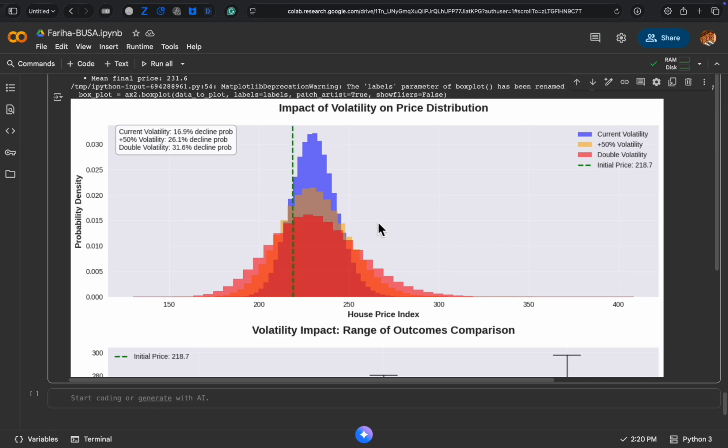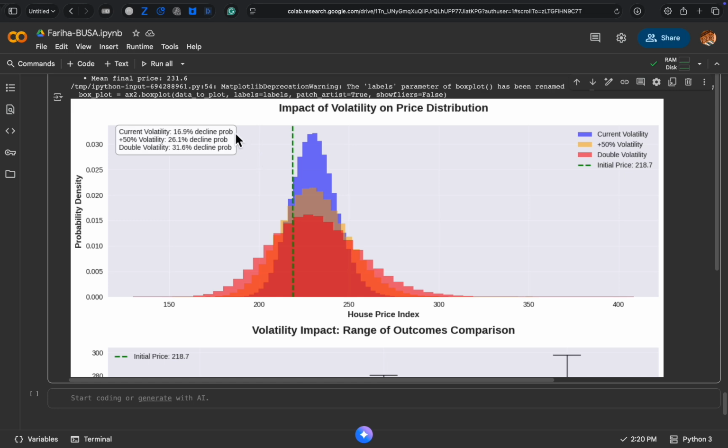If we zoom in, we can see that all curves are centered around the initial price of 218.7. As volatility increases, the curves become wider and flatter from blue to orange to red. This indicates that higher volatility generates greater uncertainty and a broader range of potential outcomes. The probability of a price decline increases dramatically with volatility, signaling a potential market crash.